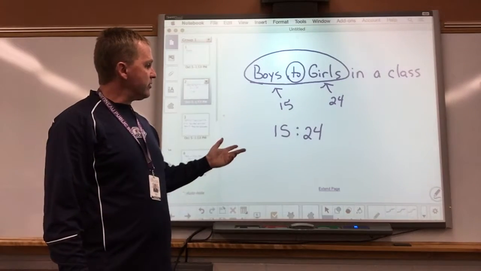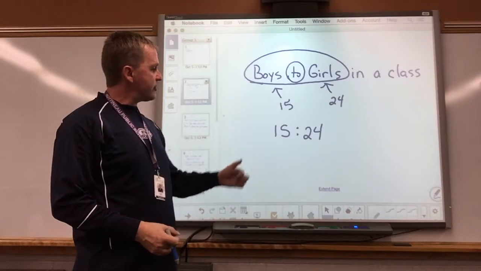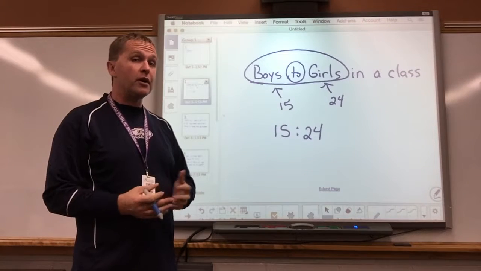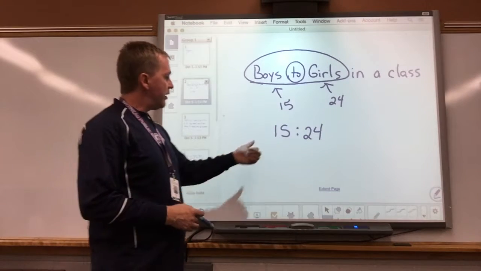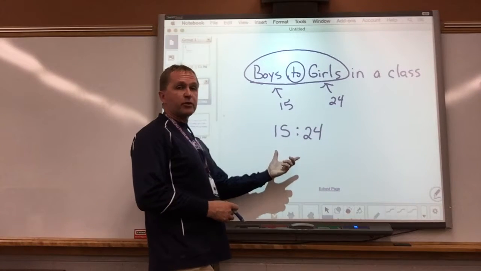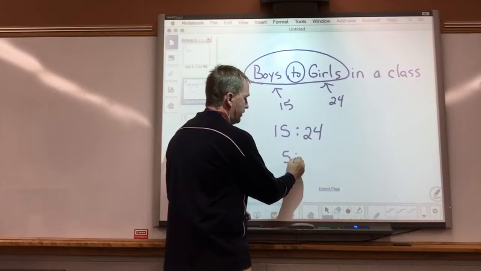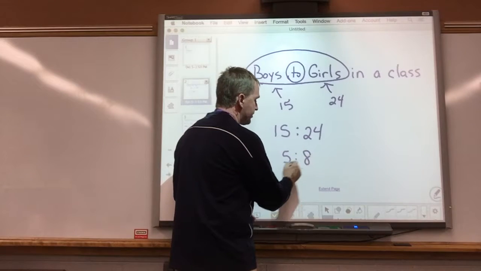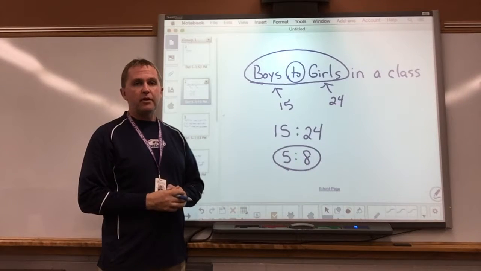In this case, though, we would also like to simplify that ratio. So you need to look at this and say, what's the largest number that goes into both 15 and 24? Or if you want to think in terms of math, it's really what's the greatest common factor of 15 and 24? Well, it just so happens 3 goes into both of these. 3 goes into 15 5 times, and 3 goes into 24 8 times. So our ratio would be 5 to 8 written in simplest form.